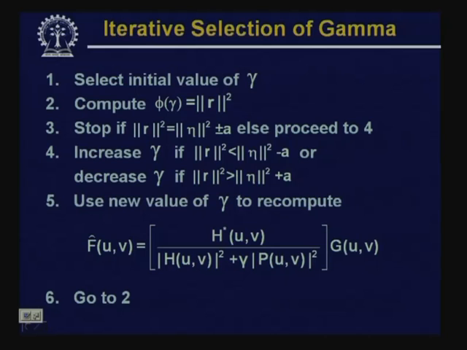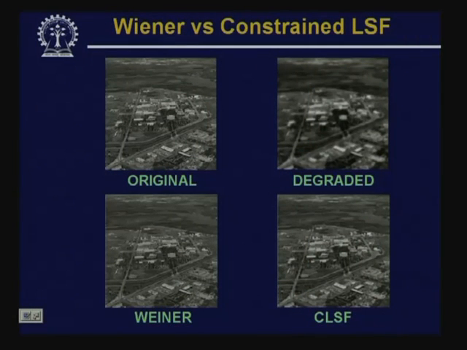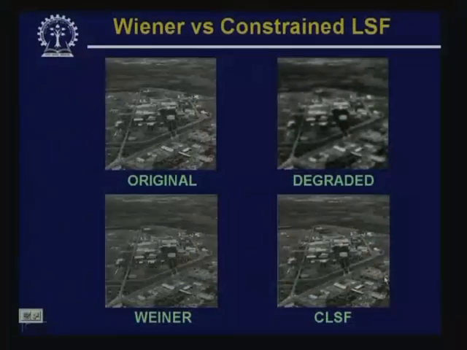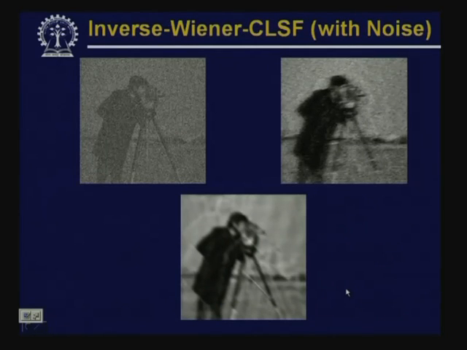Now, using this kind of approach, we have obtained some reconstructed images. Here you find the same original image, and this is the degraded version of that image. On the bottom row, the left hand side gives you the reconstructed image using Wiener filtering, and again on the bottom row on the right hand side, this gives you the reconstructed image obtained using the constrained least square filter. The same for the motion degraded image.